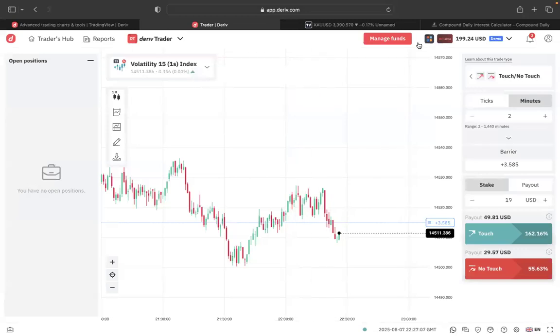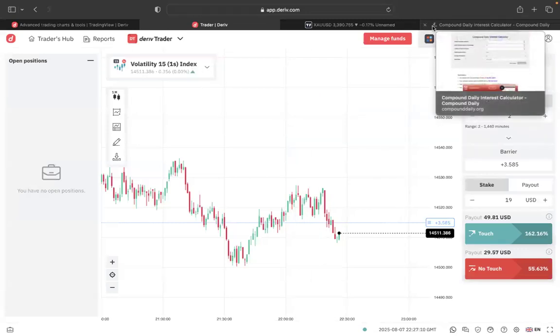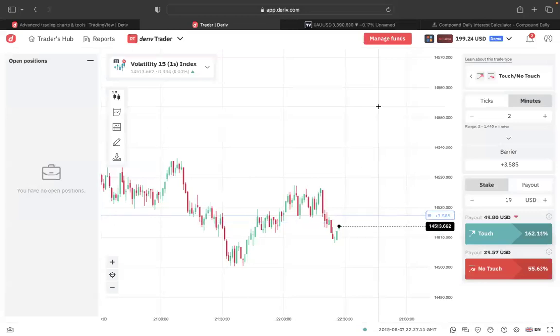What calculator is that? It's a compound interest calculator. I'm going to be sharing the calculator with those in the VIP group. Tomorrow we're going to be using that calculator a lot. So that is that.